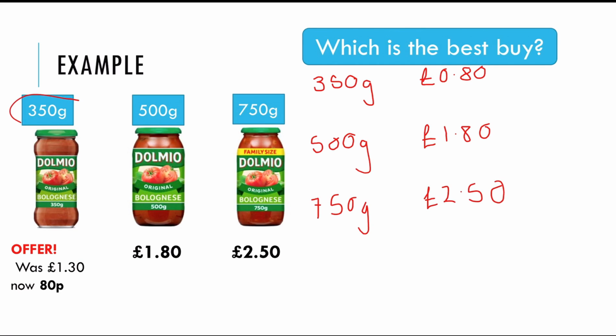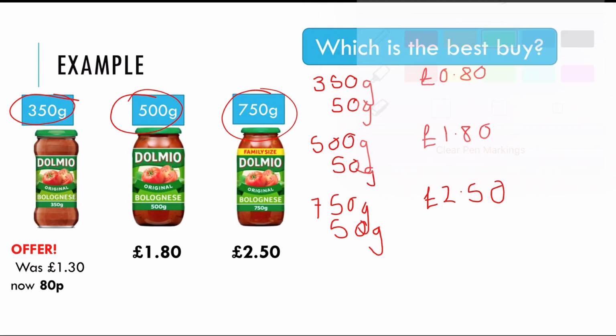Now, if I look at the 3 amounts we've been given, we want to find the highest common factor of 350 grams, 500 grams and 750 grams, which we can divide them all down to. Now, the number is 50 grams. 50 grams divides into every single one of these. So if we divide them all down to 50 grams, we can compare them on what they cost for 50 grams.